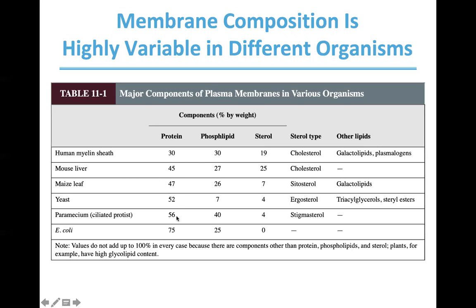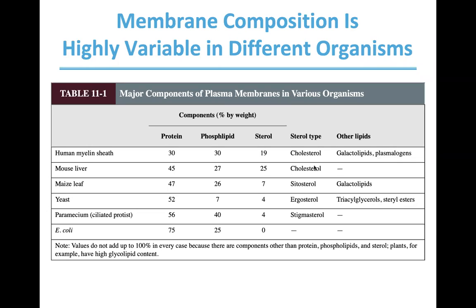You can see the other membranes have much more protein compared with the myelin sheath. The primary role of the myelin sheath is insulation, so there is not so much protein, primarily phospholipid and sterol. Lots of galactolipids, lots of plasmalogens. Now, plasmalogens, remember, are ether lipids. Lots of fatty stuff, lots of hydrocarbon.